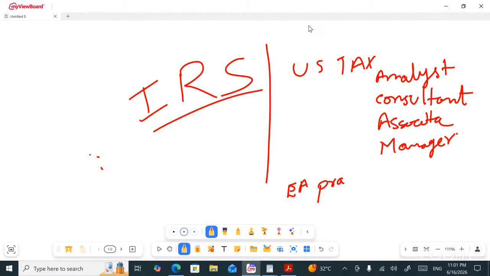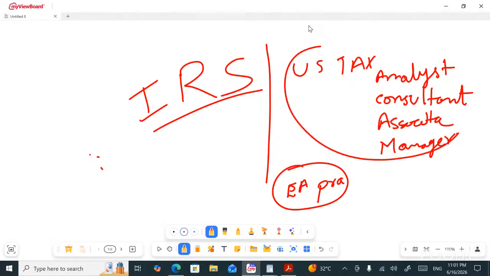That is only an add-on. Don't depend on this one. There is demand for this only in those 4 months. You focus on this, okay.